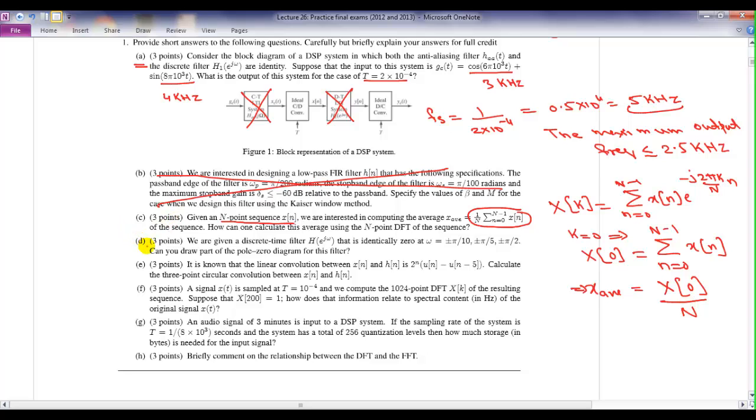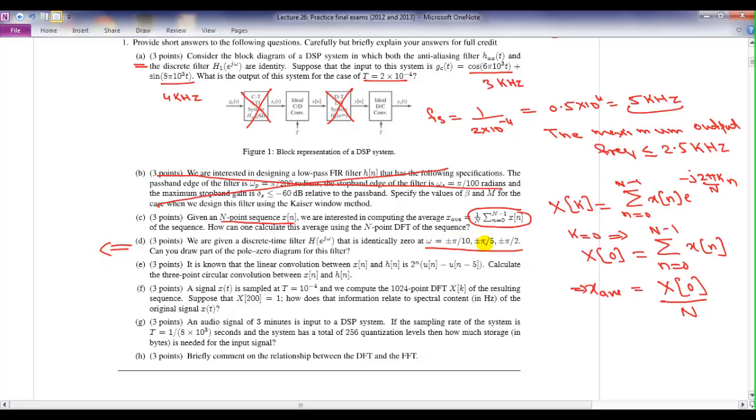Okay, part D again is very simple. You are given a discrete time filter whose frequency response is identically 0 at these frequencies, and it asks you to draw part of the pole-zero diagram. There may be other poles, maybe other zeros, but we know that the frequency response is identically 0 at certain frequencies. If so, then there should be a 0 on the unit circle at that value of omega.